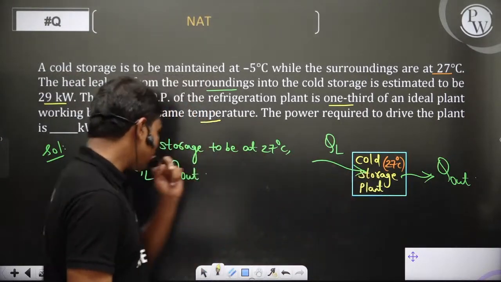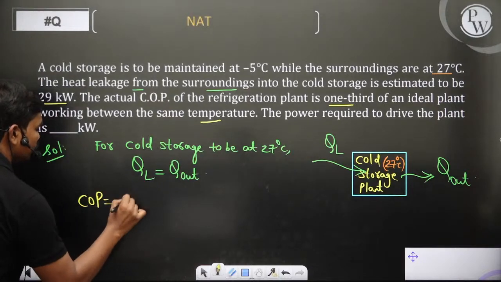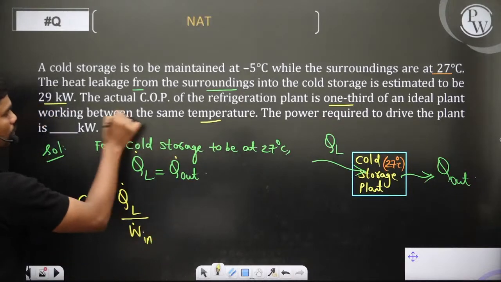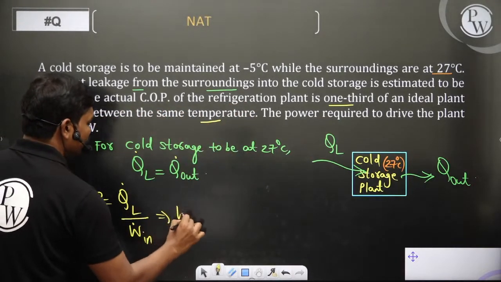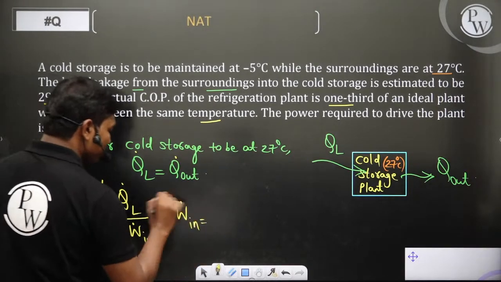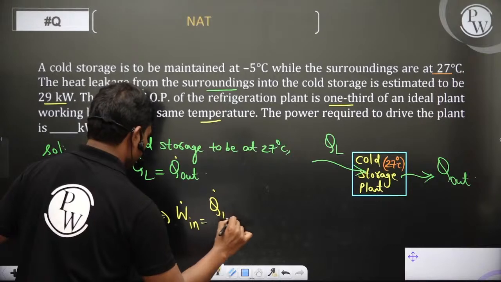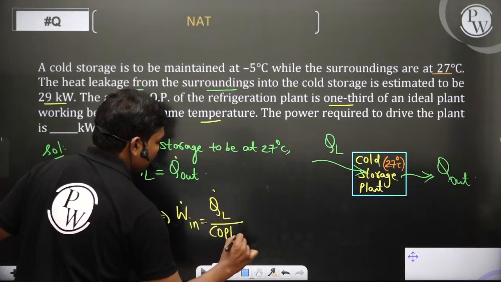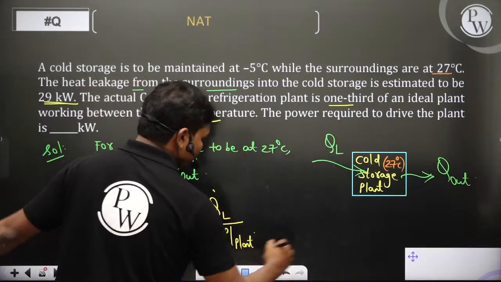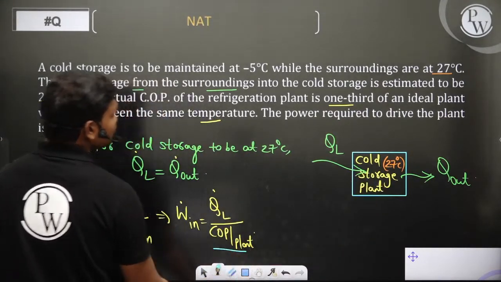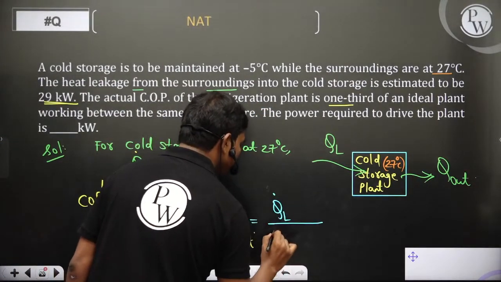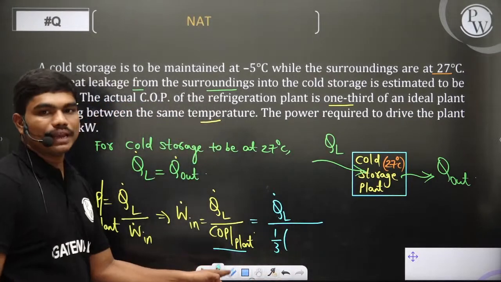Now COP is equal to Q dot L divided by W dot in. They are asking what is the work input, the power required to drive. So W dot in is equal to Q dot L by COP of the plant. Now what is the COP of the plant? First of all, Q dot L is 29 because that's the amount of heat which is coming in. The COP of the plant is 1/3 of the ideal plant, so W dot in is Q dot L divided by 1/3 times the ideal COP.